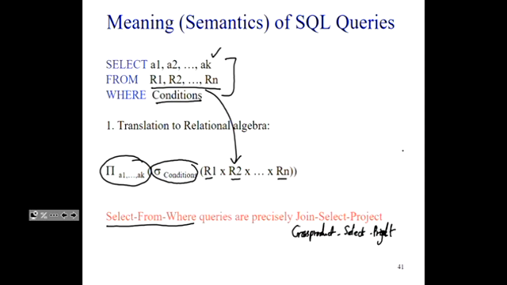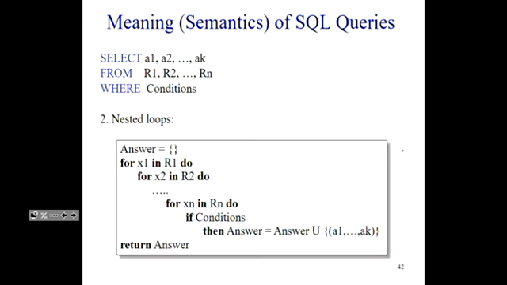Okay. So another convenient way to think about the select from where queries is by thinking of them as nested loops. The way to think about this is you have a set of tuples that you're going to be outputting. Let's call that the answer. So you start with the answer being an empty set, and then you initialize a loop for every single one of your relations. So you initialize one variable corresponding to R1, one corresponding to R2, one corresponding to Rn, such that that variable takes on the value of a tuple in the corresponding relation.